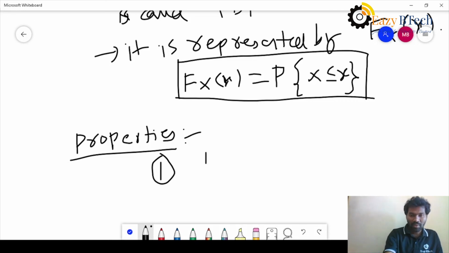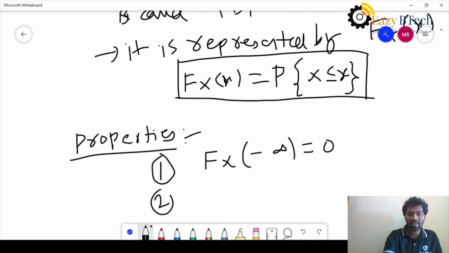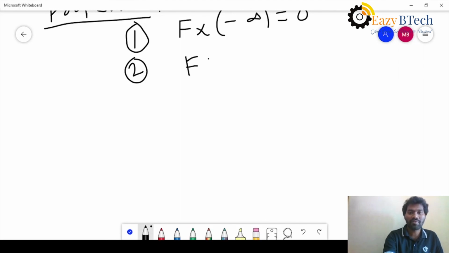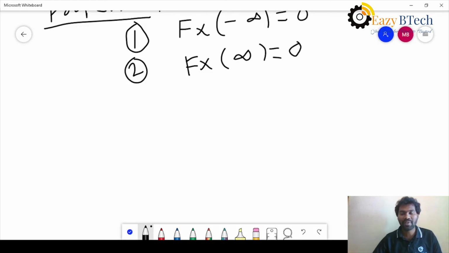So the first property is F_X of minus infinity is always equal to zero. The first property of your probability distribution function is F_X of minus infinity is equal to zero. The second property is F_X of infinity is equal to one. I will explain these properties later with examples.